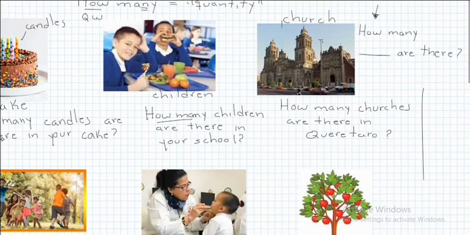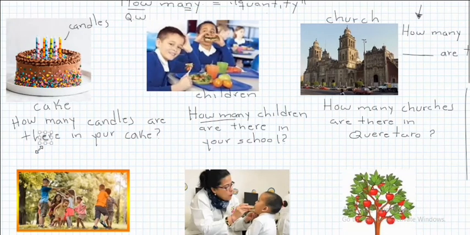In the first one, wait a second. Okay, in the first one we have a cake, but I need to know how many candles are there in this cake. So I'm going to ask, how many candles are there in your cake? So to know that, I have to count the candles, okay? 1, 2, 3, 4, 5, 6, 7, 8, 9. According to my perception, there are 9 candles, but that is the idea.